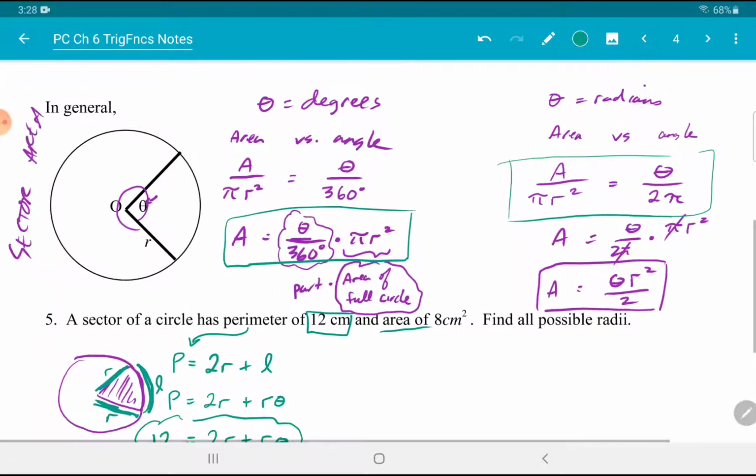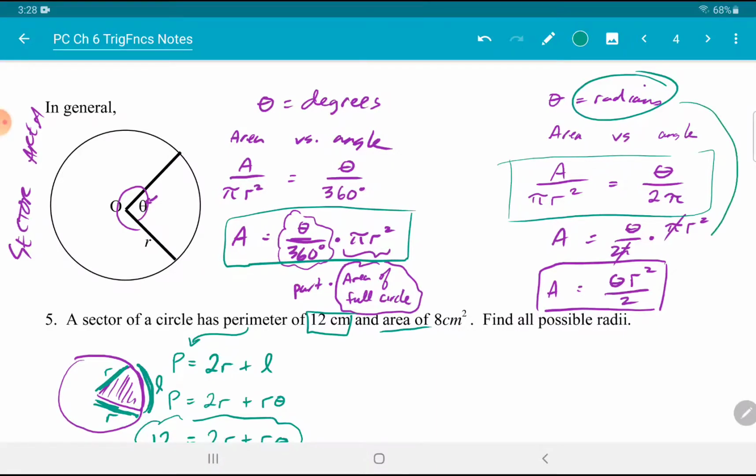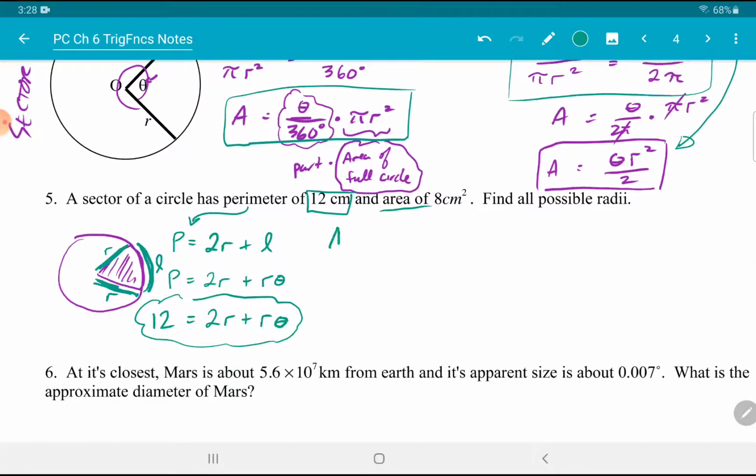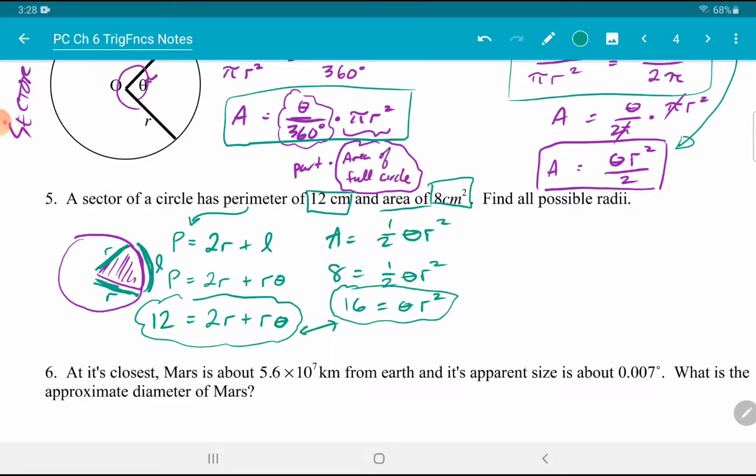But in either case, if we're working with radians, you'll end up getting that area is equal to half theta r squared. And so if the area given to us is 8 centimeters squared, 8 is equal to half theta r squared, or another way of phrasing it is 16 is equal to theta r squared.